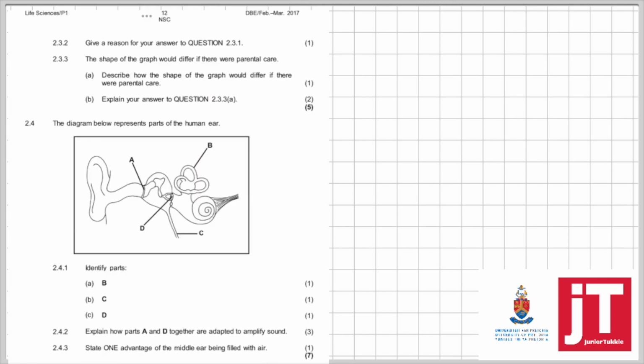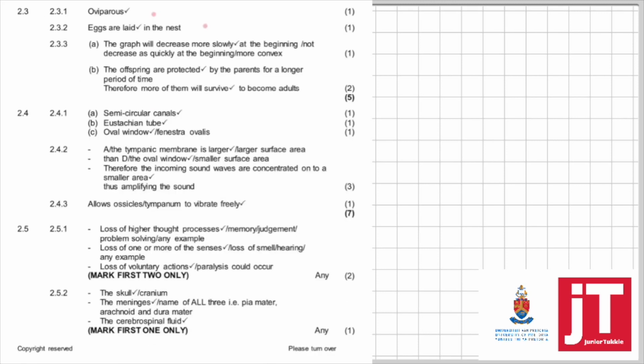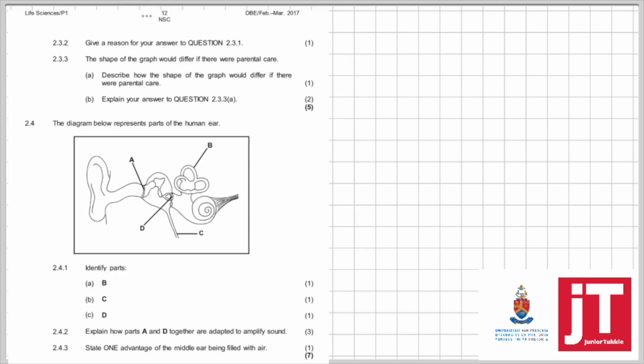Explain your answer because there'll be more parental care. So let's go to our memo. The offspring are protected by the parents for a longer time. More of them will survive to become adults. Okay, not too bad.